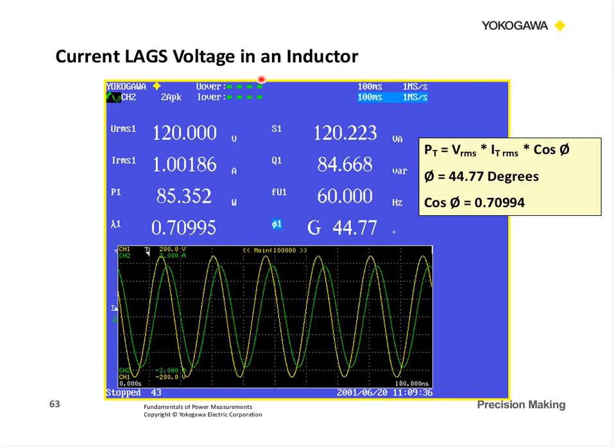So if we had a motor, typically an inductive load, the current is going to lag the voltage in time. Here we use G for lag. We're lagging 44.77 degrees. The cosine of 44.77 degrees is 0.70994, and we calculated here in the power analyzer 0.70995. Basically the same.